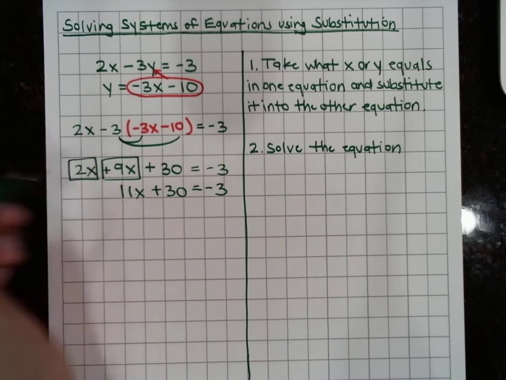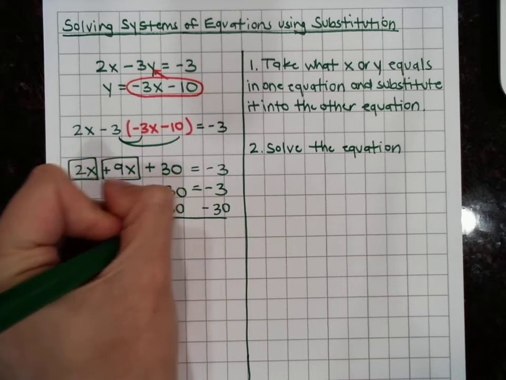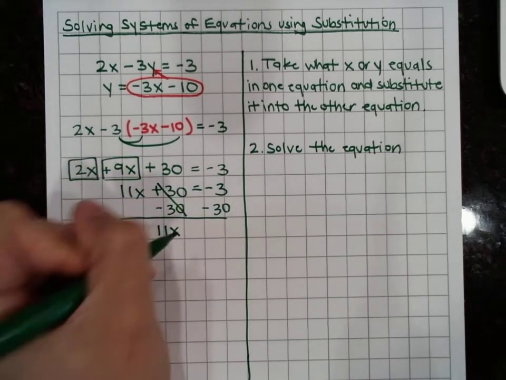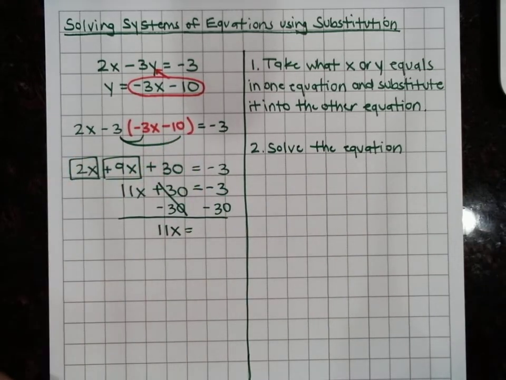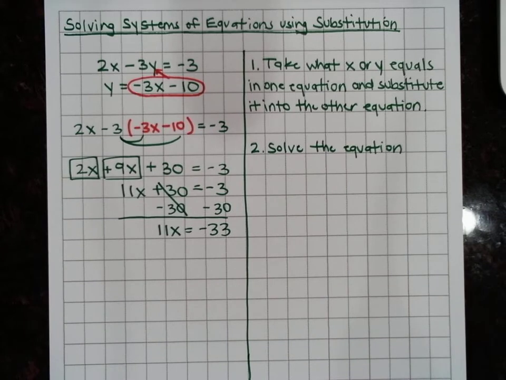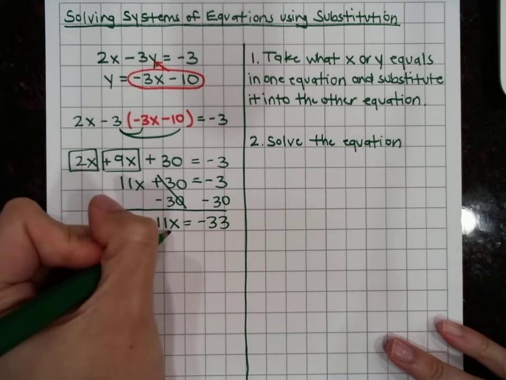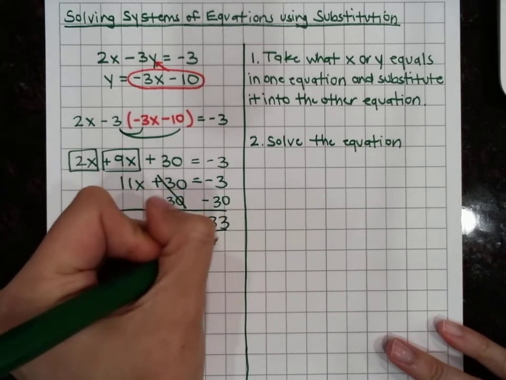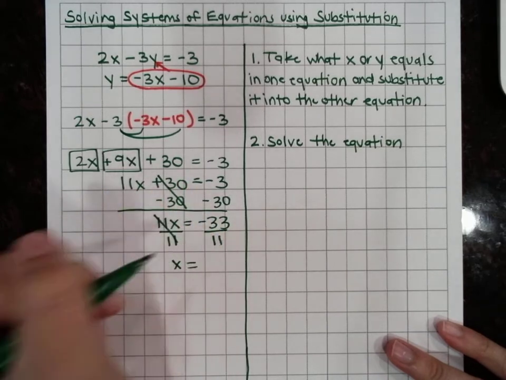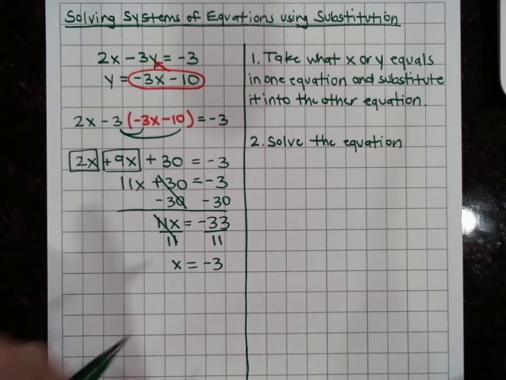Got to get x all by itself, so we're going to subtract 30 from both sides. Those cancel out. We bring down 11x equals negative 3 minus 30, which is negative 33. Then we solve for x by dividing both sides by 11. So those cancel out, leaving us with x equals negative 33 divided by 11, which is negative 3.